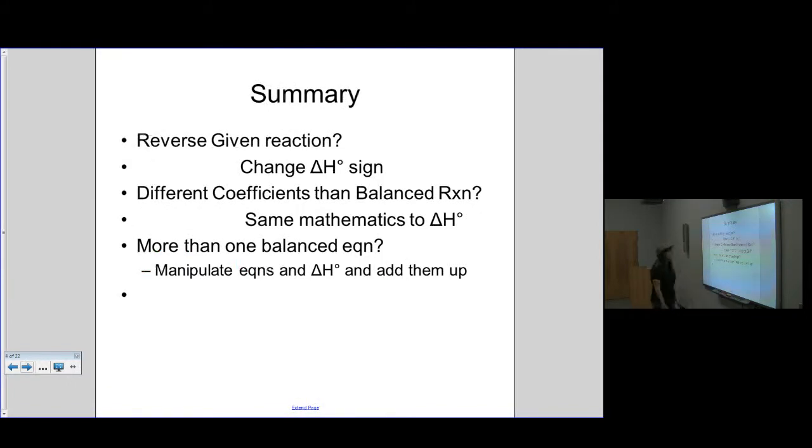Just to summarize, as a review, if you reverse the reaction, you just change the sign of delta H. If you have different coefficients from what you had in the balanced reactions, then anything you do to the balanced reaction, you would do the same kind of operation to the delta H of enthalpy value. And if you have more than one equation, you can manipulate those equations, remembering that anything you do to the equation, you also have to do to the delta H, and then you can add them up.